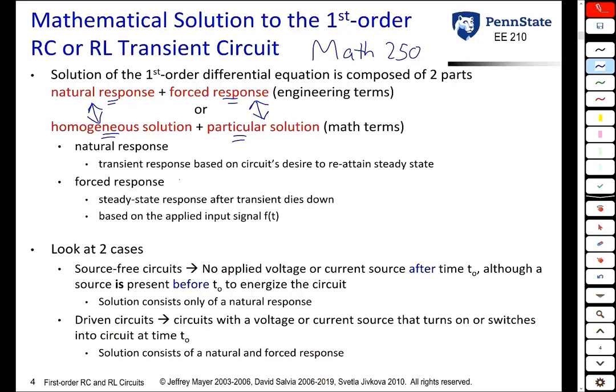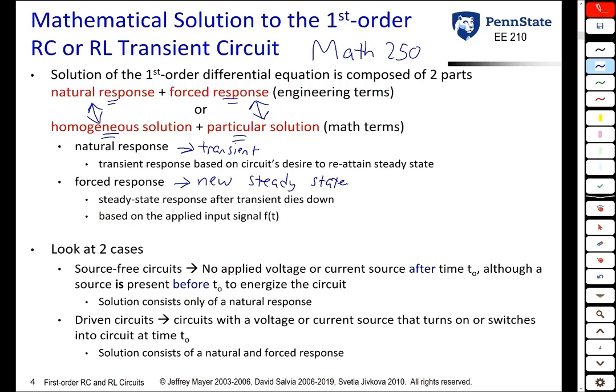So what are the physical meanings of the natural response and the forced response? The natural response is basically the transient response. This is based upon the circuit's desire to reattain steady state once it has been disrupted. The forced response, then, is the new steady state after the transient part dies down.